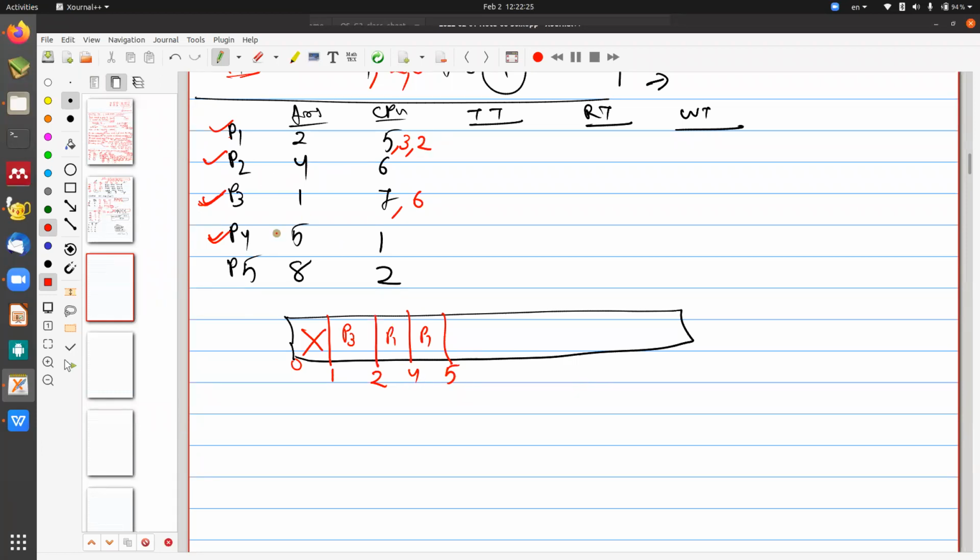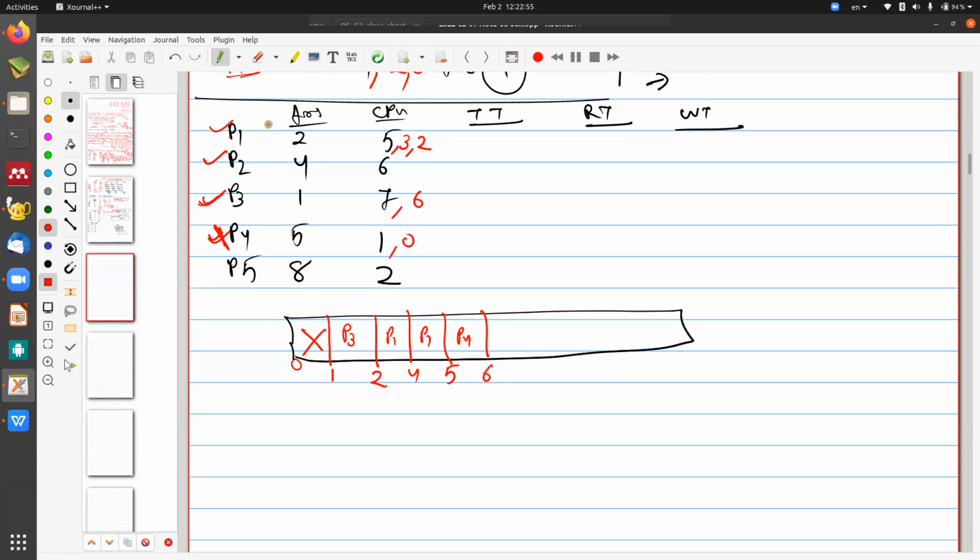After this, how many are present in the ready queue? P1, P2, P3, P4. And among these, which one is the lowest? P4 is the lowest one. Just look: it is 1 unit, 6 units, 6 units, 2 units. Which one is less? P4 will be executed, because it has only 1 unit. So 1 unit means 6, then it goes to 0. Then it is completed.